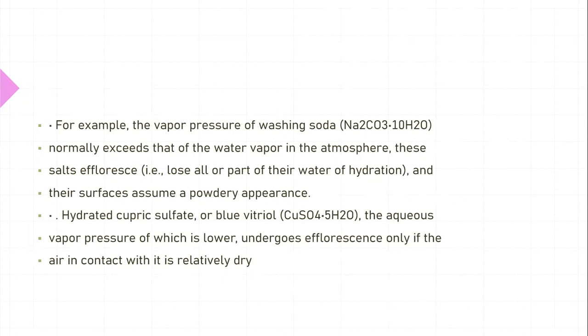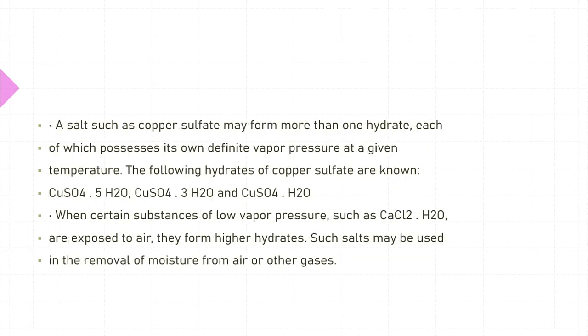While cupric sulfate, also called blue vitriol, only undergoes efflorescence if the air in its contact is dry. A salt such as copper sulfate may form more than one hydrate, each of which possesses its own definite vapor pressure at a given temperature. The following hydrates of copper sulfate are known: copper sulfate 5H2O, copper sulfate 3H2O, and copper sulfate H2O.